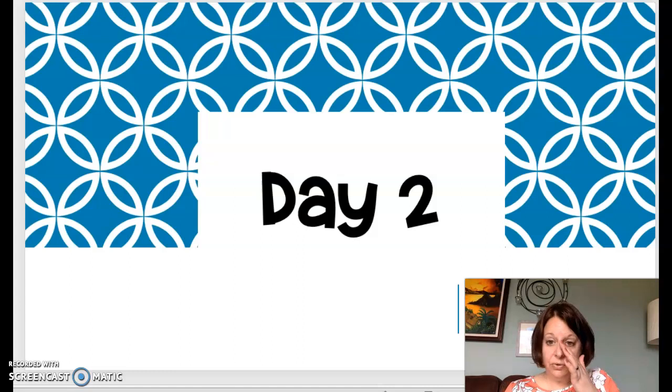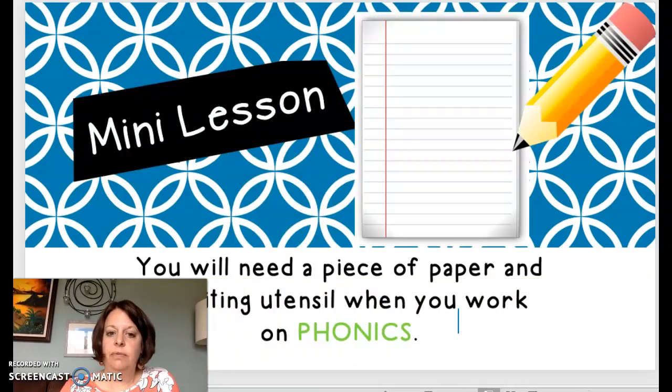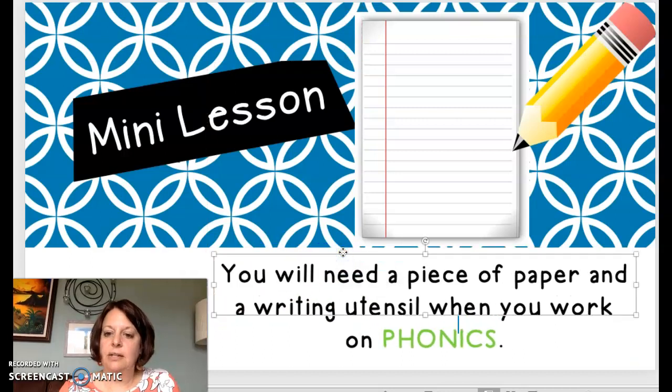For day 2, we will need a writing utensil and a piece of paper. So please get a writing utensil and a piece of paper. Also, it really helps if you get a yellow crayon or marker or a highlighter because that will help you with the activities as we move on.